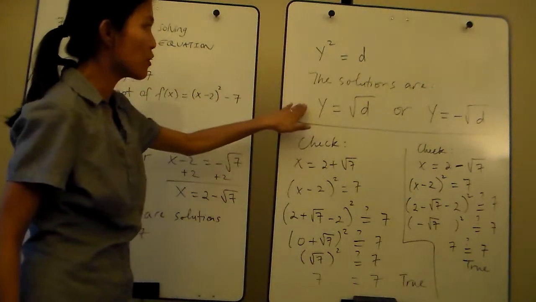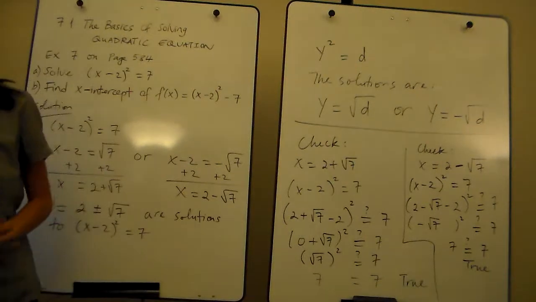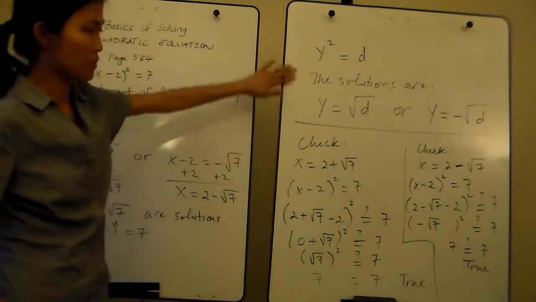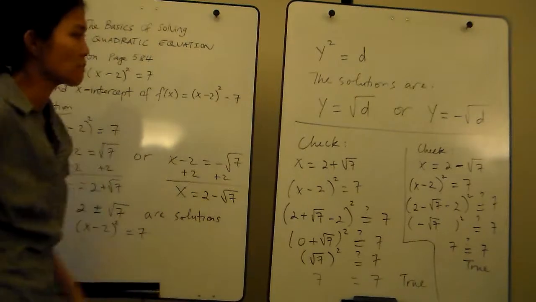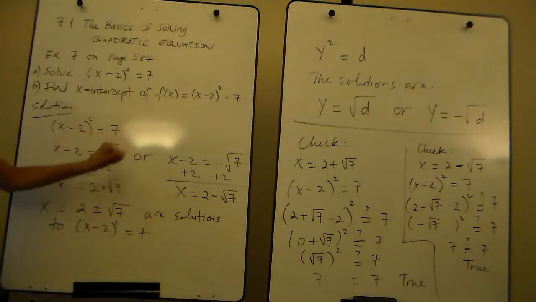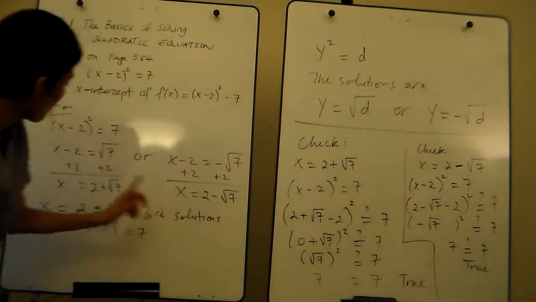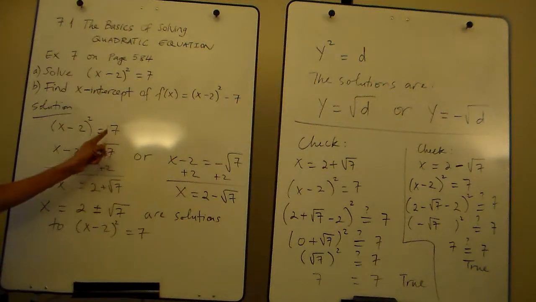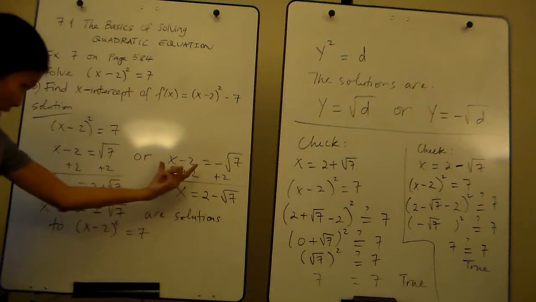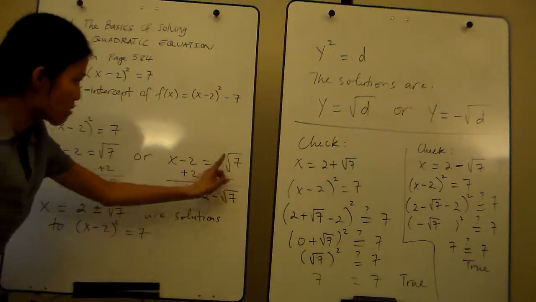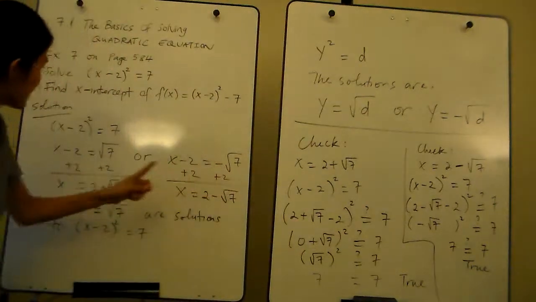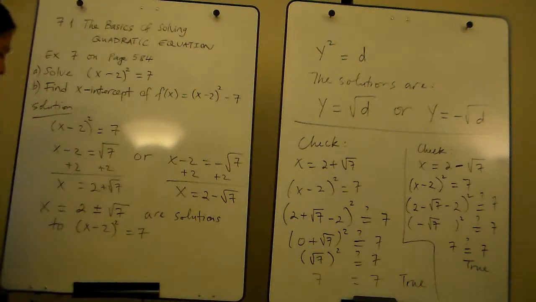That means the solutions are, using the principle of square roots, okay? Using that, you can solve this. So the whole thing here is the y. That's why you have y equal to the square root of d, and d is 7. Or y, which is x - 2, equal to negative square root of d, and d is 7. That's why you have negative square root of 7. Simplify, you get these two solutions. And you test it, and it turns out true. So these are solutions to this equation.